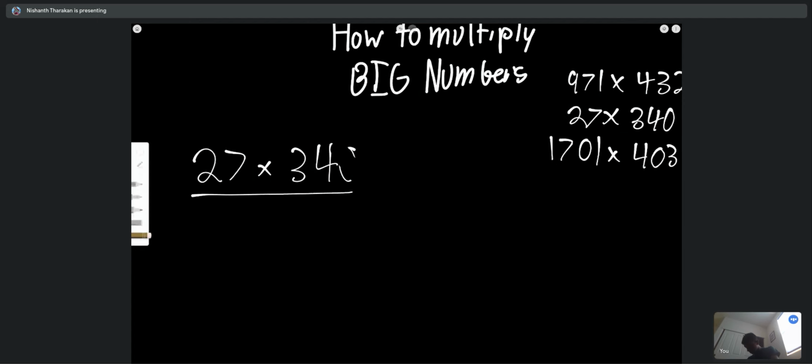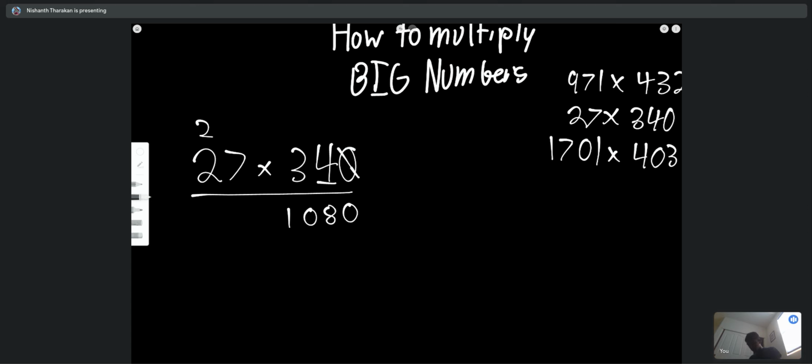Oops, I meant to scratch it out. And you can just go on as usual. So now we start off, this is still the tens place. We don't shift the order whatsoever. So we start off with just the tens place. 7 times 4, 28. 2 times 4, 8 plus 2, 10. So 1080.